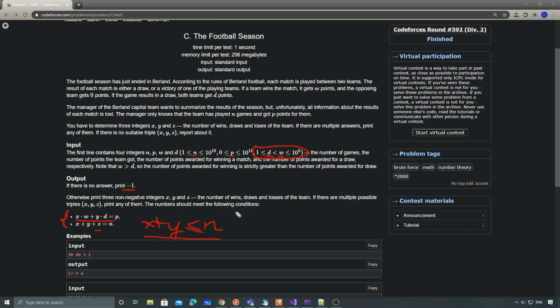So the problem is how can we prove that we can search only within the range of 10 to the power of 5? We have this function, x times w plus y times d equals p here. Assuming, let's say, y is either equal to or greater than w. If that's the case, we can do some transformations to the first formula here, which is going to be what? I'll open this one here.